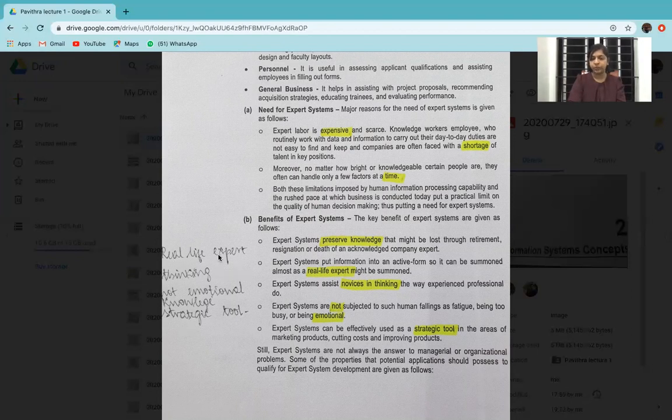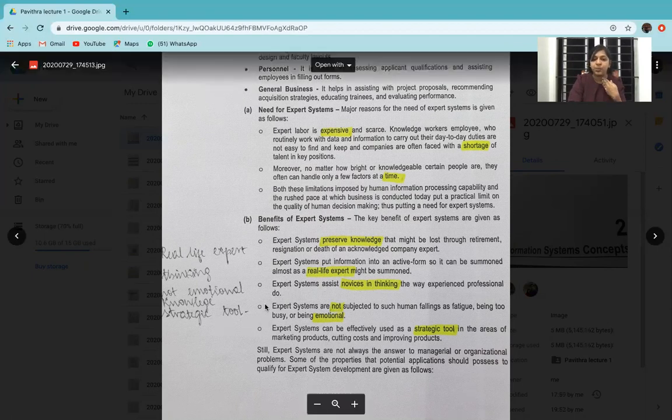First one is they act like a real life expert. Expert systems put the information into active form so that it can be used by someone almost as a real life expert. Thinking: expert systems assist novices in thinking the way professional experts do. Okay, so we have my teacher, he teaches me well. Can a computer teach me in layman's language? Yes. Expert systems help novices think the way professional experts do.